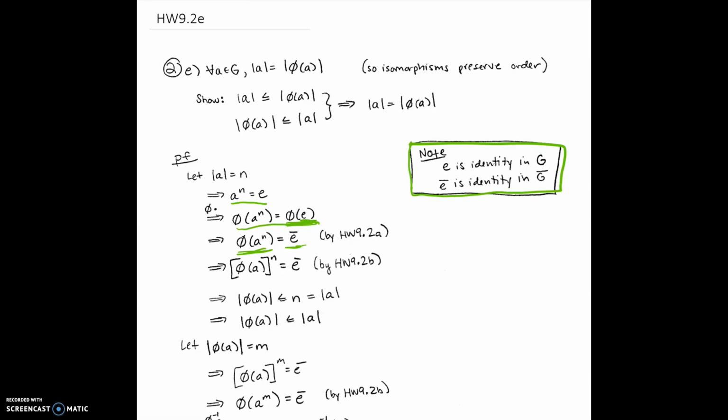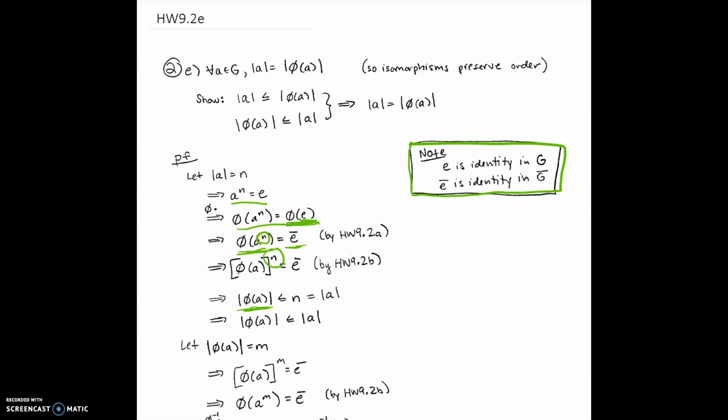By homework 9.2b, we know that we could take the exponent and put it on the outside. So if phi of a all to the n power equals e bar, we know that the order of phi of a has to be less than or equal to n. So if n is the smallest thing that makes phi of a the identity, then the order is n. But it could also be something smaller that's just a divisor of n.